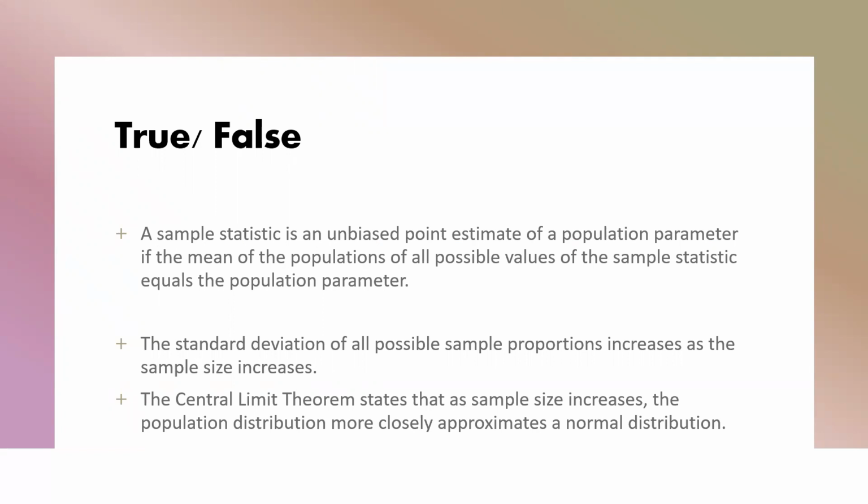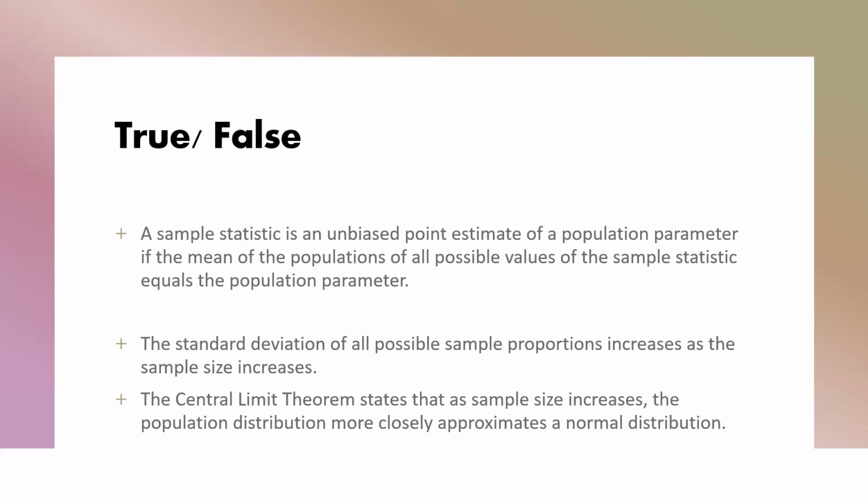A sample statistic is an unbiased point estimate of a population parameter if the mean of the population of all possible values of the sample statistic equals the population parameter. Let me remind you that this is one of the important parts: a good, unbiased sample is one where the average of the samples would be equal to the average of the population. So this statement is true.